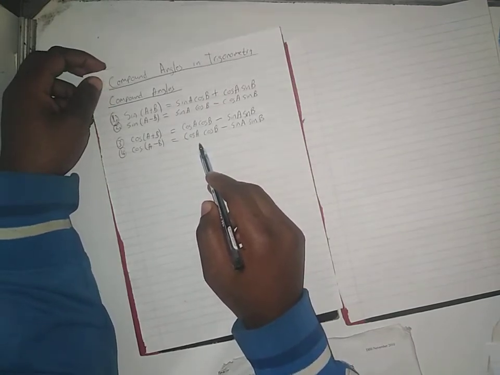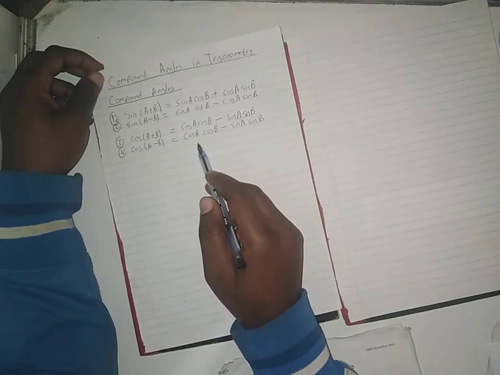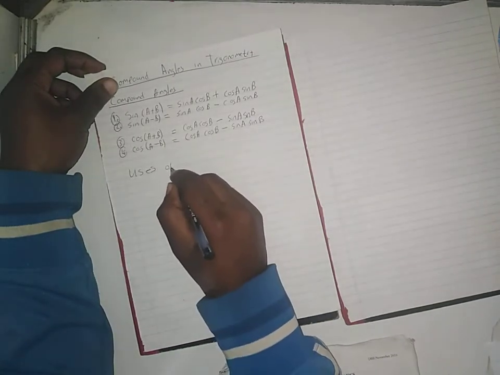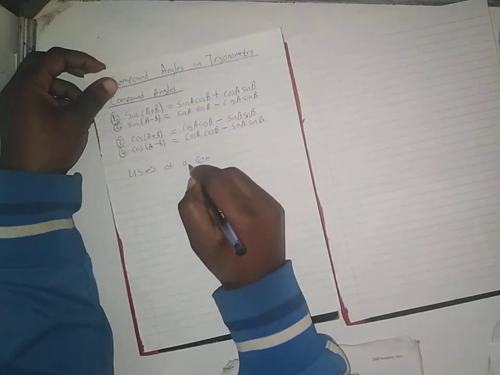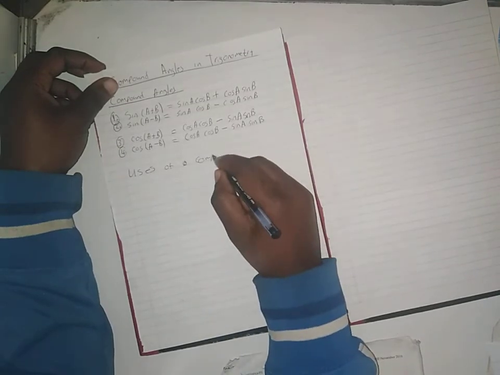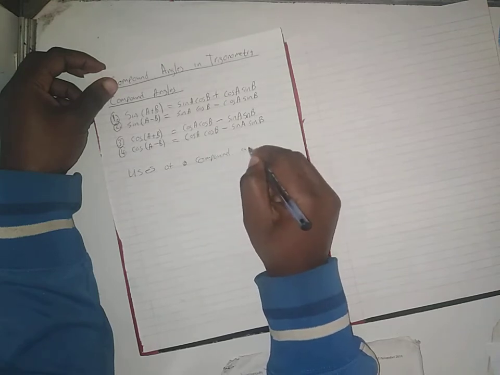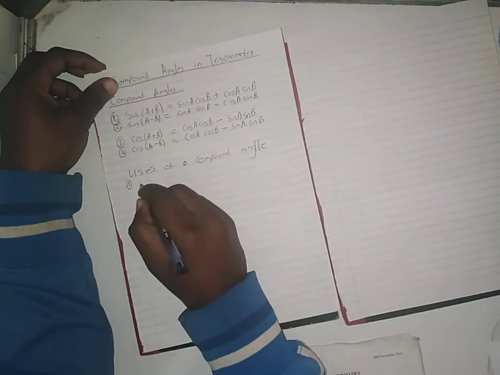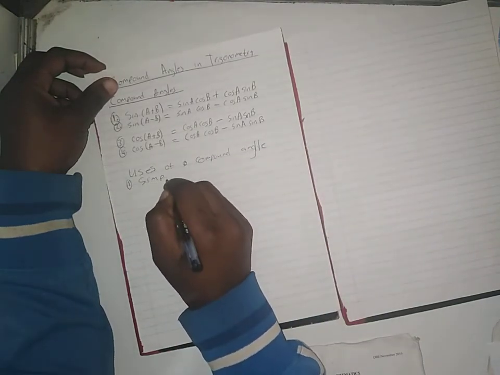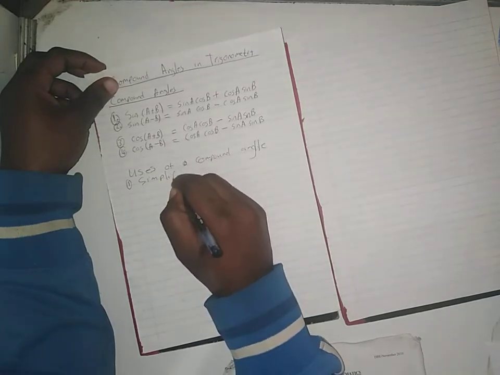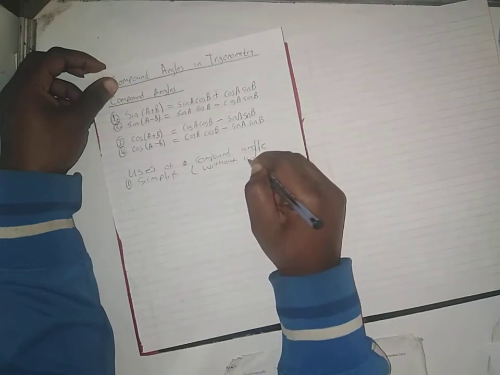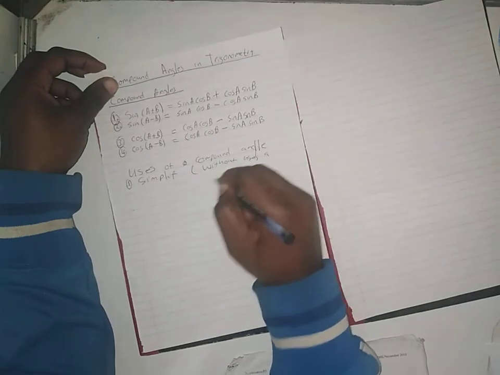Now, how do they appear in tests and in exams? The uses of compound angles: you use them in two cases. Case number one is when they say simplify. You can be given a problem and they say simplify, in most cases without using a calculator.